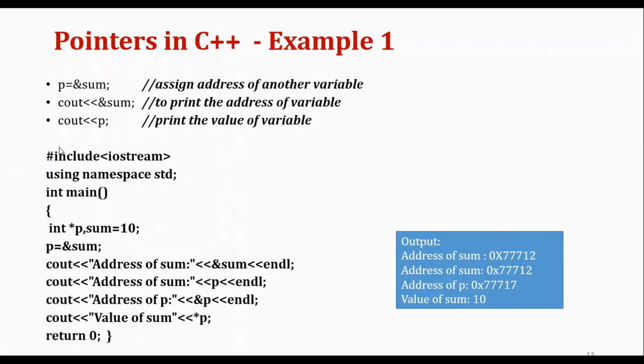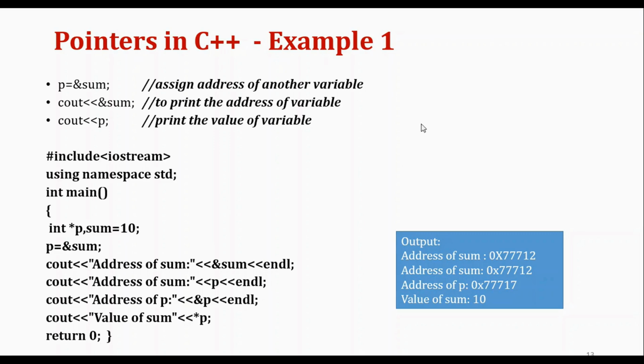Check out this example. Include iostream, using namespace std, and the main function, and inside that I have a variable declaration. int *p is the pointer variable, and sum equal to 10. Sum is the integer whose value is 10. Now the pointer p is assigned the address of the other variable. The other variable is sum over here, so the address of sum is given to p. This is how pointers deal with the address of another variable.